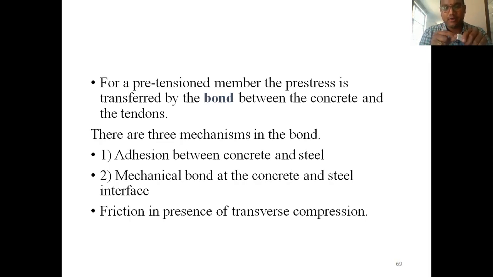Second one is mechanical bond at the concrete and steel interface. The mechanical bond is in terms of friction. Okay. So friction in presence of transverse compression.